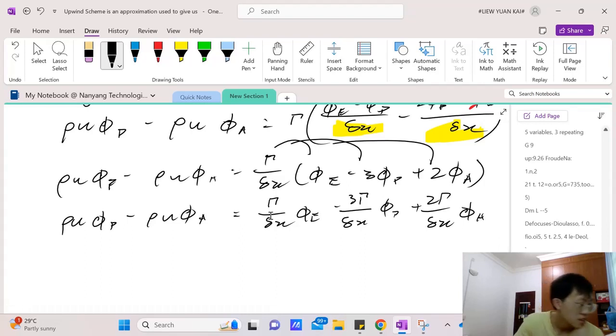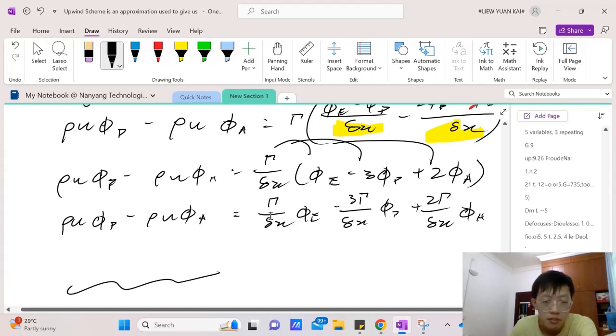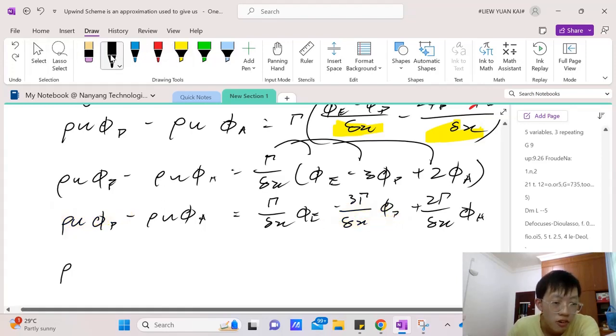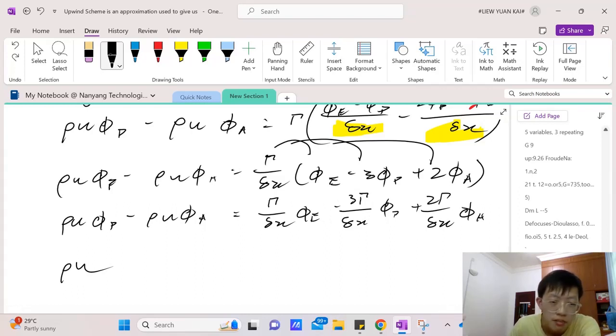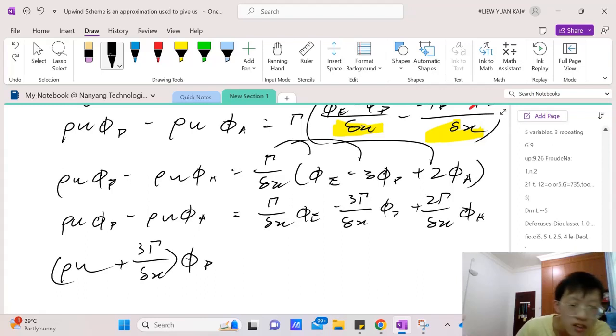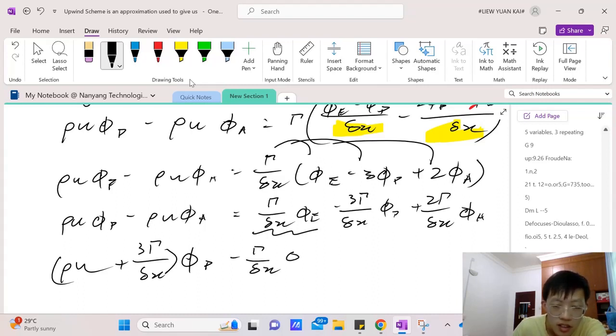Okay, so now let's collect all the terms together. On this side, I'm going to put phi p. So where are the phi p terms? First we have rho u, and then negative 3 gamma, I'm going to bring it to this side, it becomes plus 3 gamma over delta x, then factorize out phi p. Now I'm going to bring the phi e terms. We have this, that's it. So that will become negative gamma over delta x.